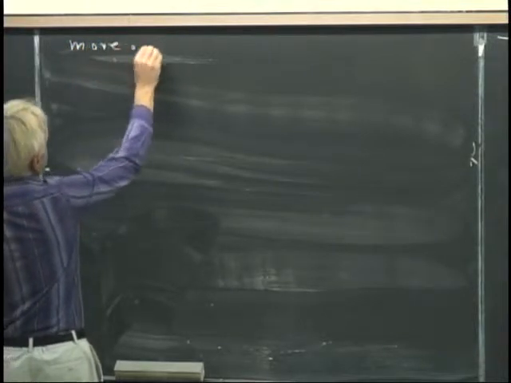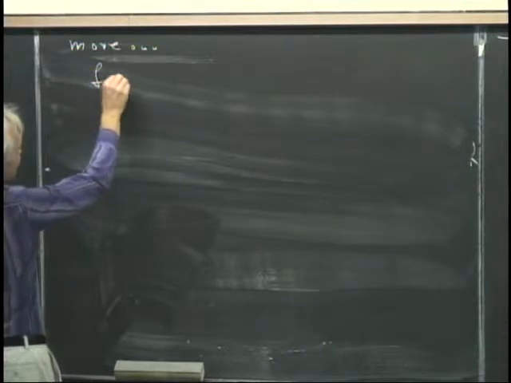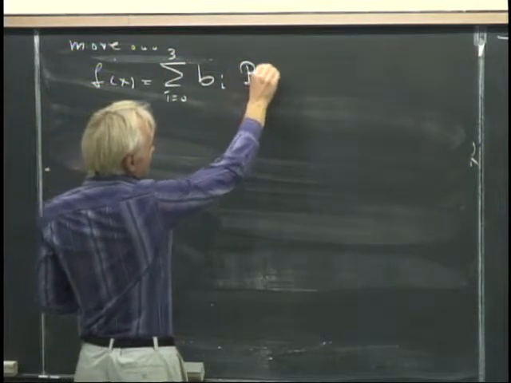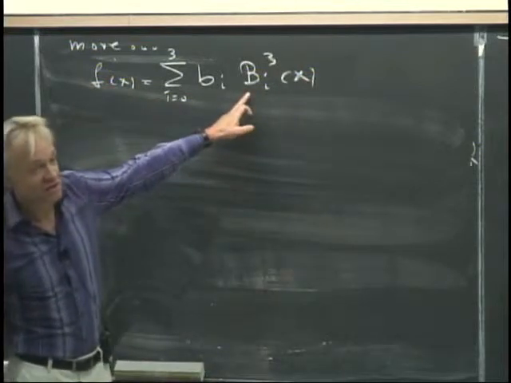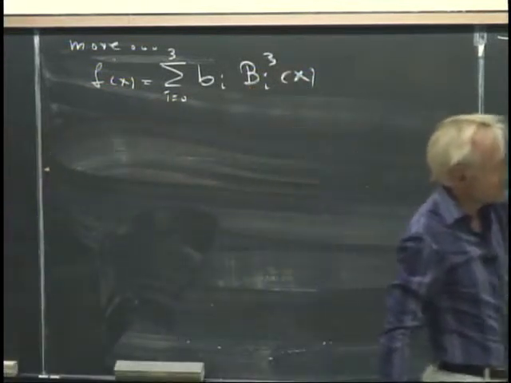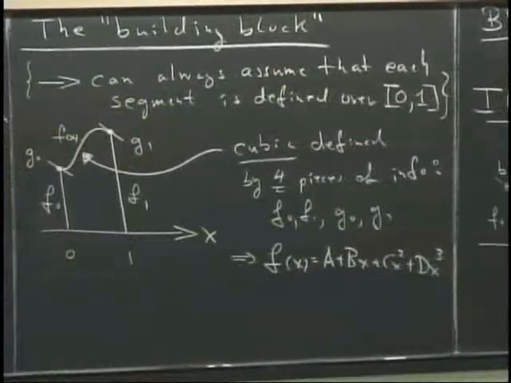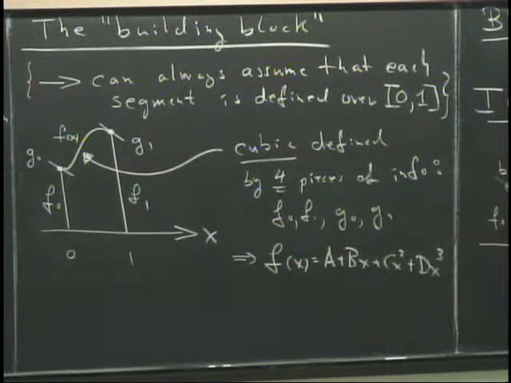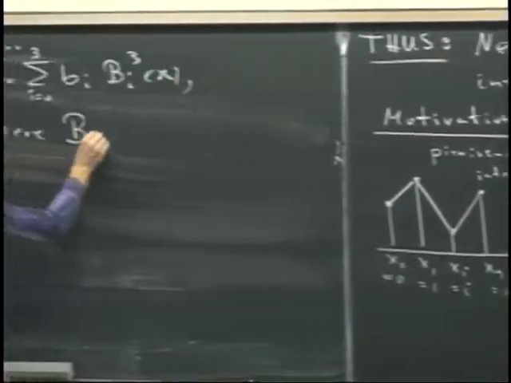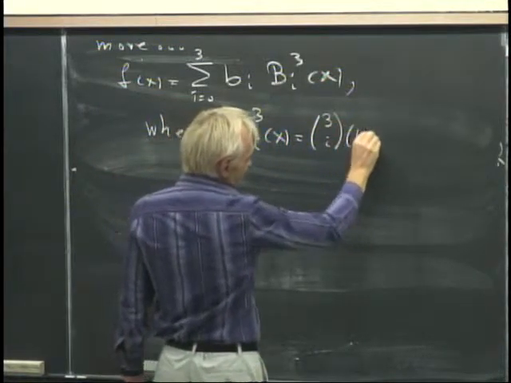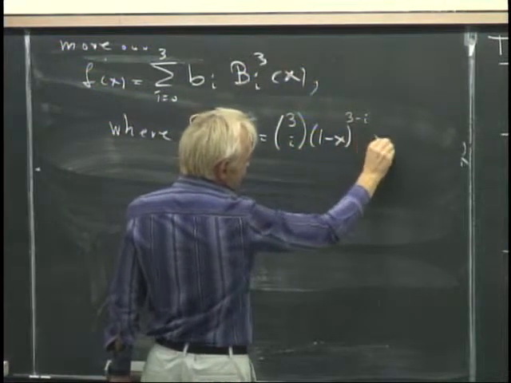All right, so then let's see what this is more. So this function f of x is the sum i from 0 to 3 of bi times Bi3 of x. And I haven't told you what these polynomials are, right? These basis functions. In this case, the basis functions are very simple. The basis functions are x to the power of 0, x to the power of 1, x to the power of 2, and x to the power of 3. These capital B functions are different. And I have to tell you what they are, where these Bernstein functions, Bi3 of x, are defined as 3 choose i times 1 minus x to the power of 3 minus i times x to the power of i.